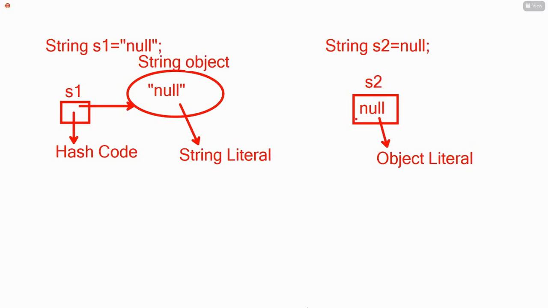Okay. This null is different. If you write String S1 equal to null, on the right side one object is created. It is a string object. Every string literal is itself an object of the String class. Here one object is created. That object contains null. That object's address is mapped into another code, that is the hash code stored in S1. But here there is no object. If the object is not there, null is stored. That null is called the object literal. First you write these two. Write these two.